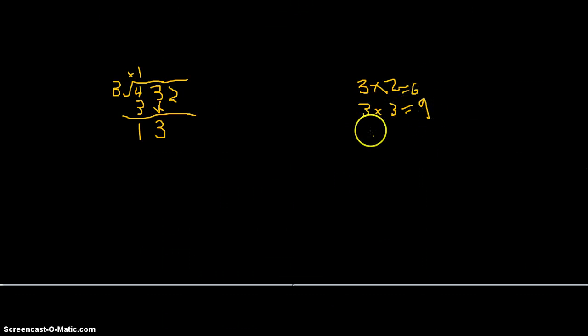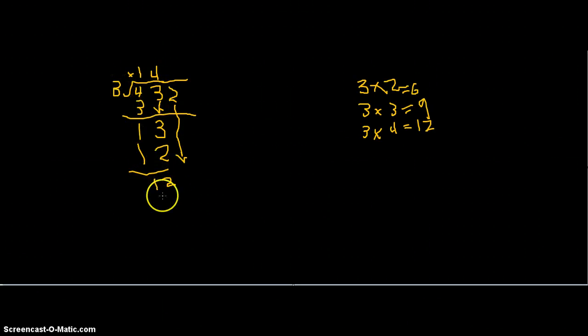Okay, but 3 times 4 is 12. So we pick that number. It's closer to 13 than the rest of these numbers. So it is 4 times. 4 times 3 is 12. Now we have 1. Now let's bring down this number, which will be 2. Okay, so that is 12.